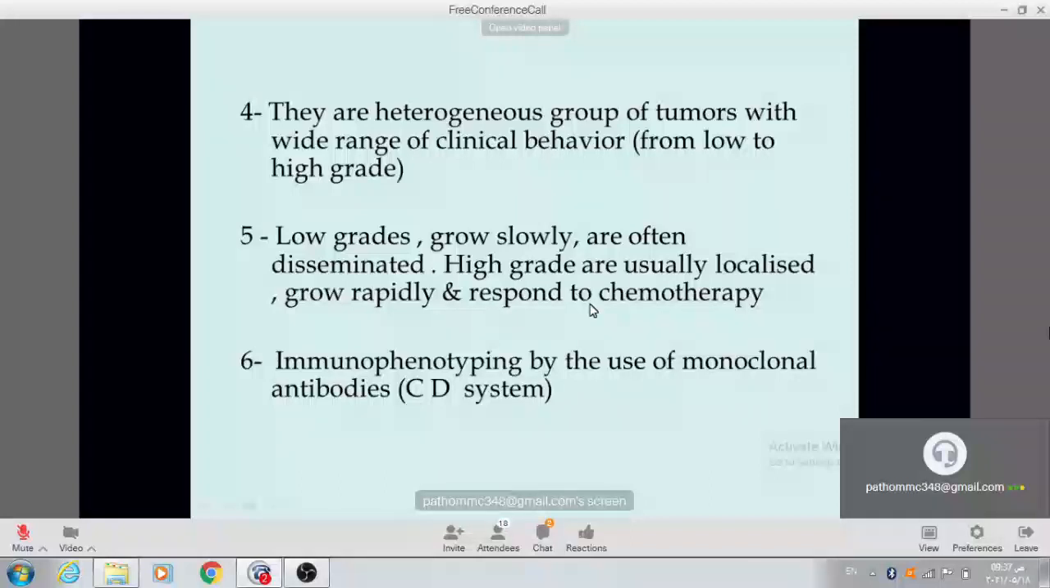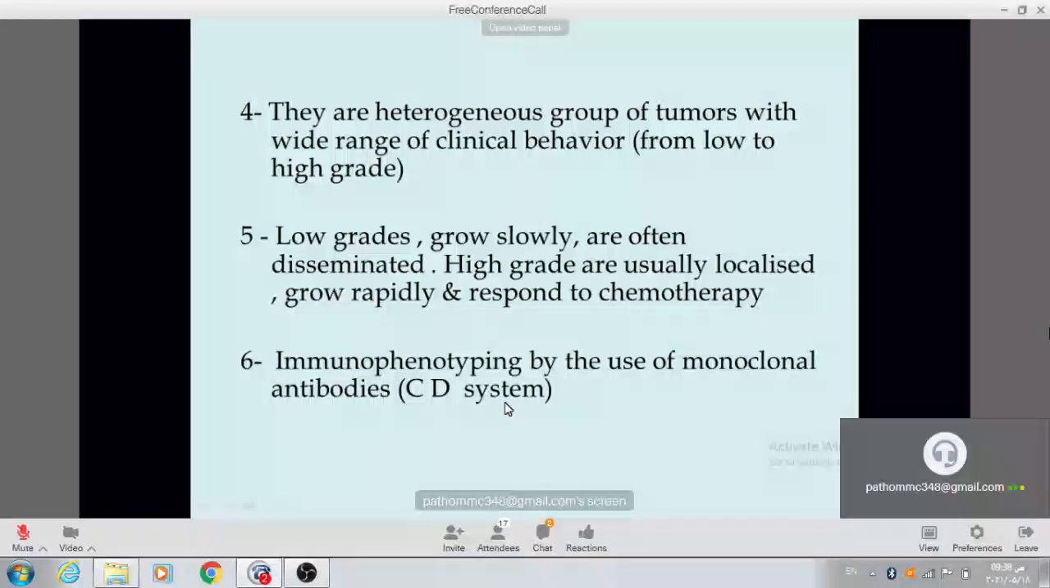When a tumor has high turnover and rapid proliferation, the response to chemotherapy will be good. Why? Because chemotherapy can arrest this division and attack the cells during their division. When we have a slow turnover, slow differentiation or slow growth, the chemotherapy effect will be less. So usually high-grade tumors, although they have a bad prognosis and grow rapidly, are diagnosed early, so they are localized and respond more to chemotherapy.